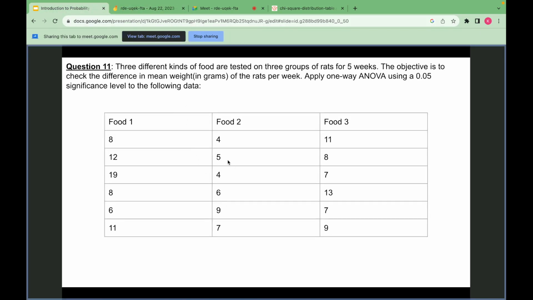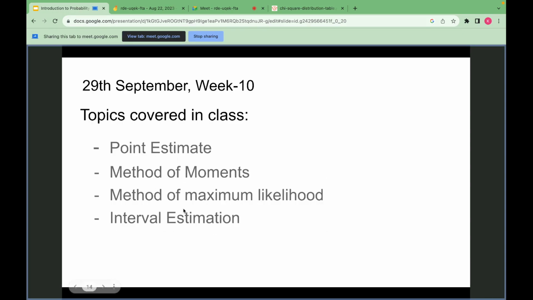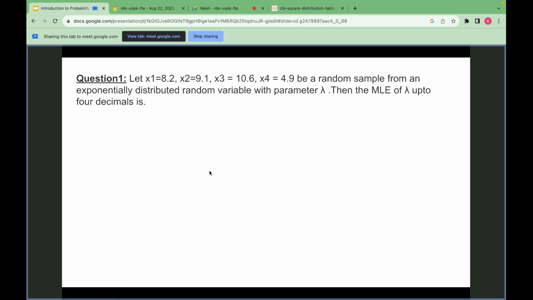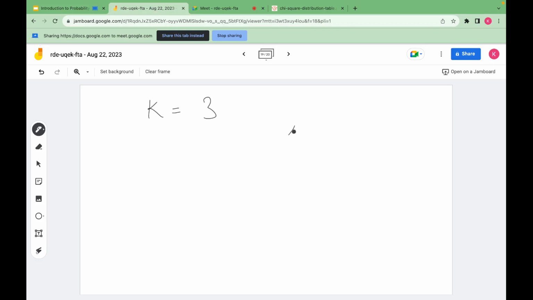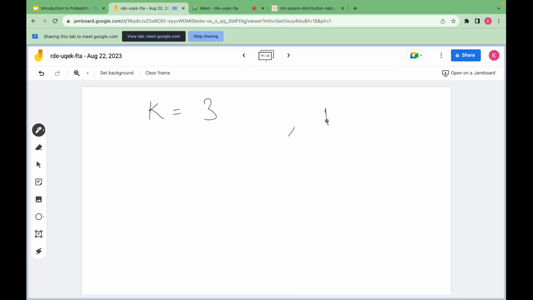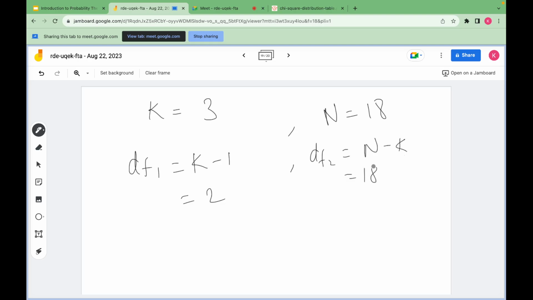The capital N is the total number of observations. There are 6 in each group, so 6 times 3 is 18. This N is equal to 18. So df1 is k minus 1, which is 2. df2 is N minus k, which is 18 minus 3, which is 15.